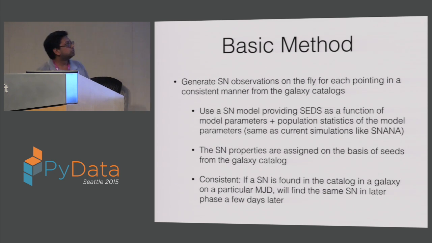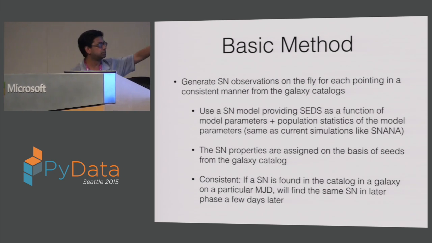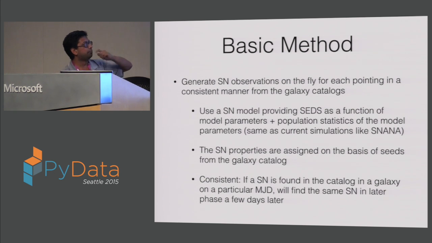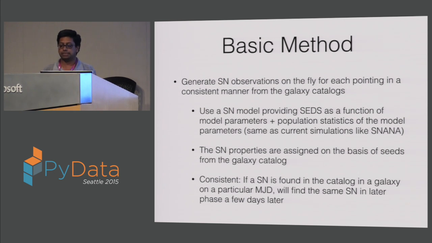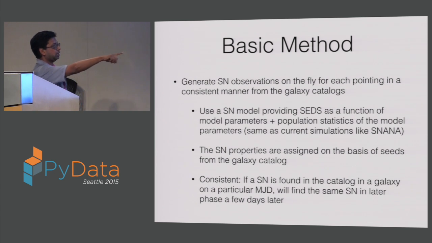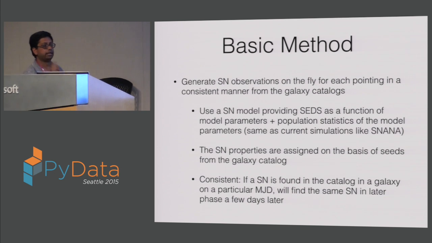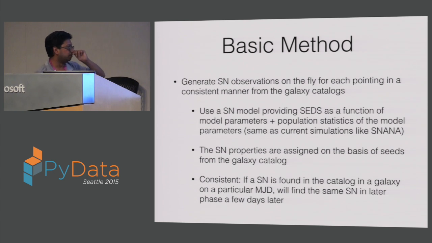So the basic method that we'd like to follow is we'll generate supernova observations on the fly, depending on when the telescope is pointing according to the simulation. And we'll use the supernova model like SALT to provide fluxes as a function of model parameters. And these properties are going to be assigned on the basis of seeds from the galaxy catalog. So that's what's going to anchor things. And this will have this consistency requirement that if we see a supernova today in the catalog in a galaxy and then go back next Wednesday, we will actually see the same supernova 4 days later, right? So that's what we need to be able to do.